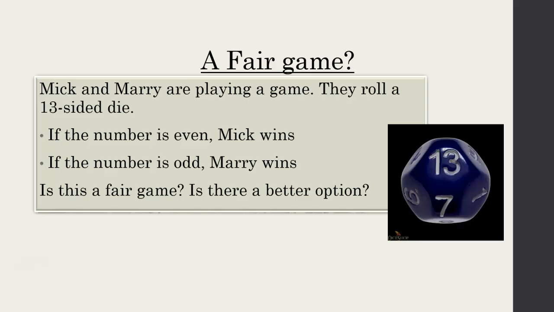But let's say Mick won 90 times and Mary only won 10 times. That doesn't seem fair, because there must be something going wrong there, as they should be closer to half and half. If Mick is winning 90 times, something's wrong. It's not a fair game. So again, fair just means there's an equal probability of winning for both players.